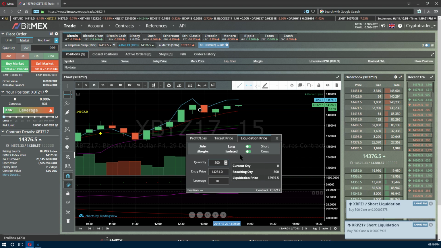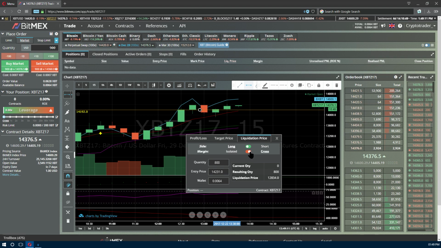All right, right now this is isolated margin, cross. Okay, this is isolated. What would it look like on cross? I don't understand the differences between these two here. Oh, this is based on my balance. Oh, cross is based on balance. Okay.